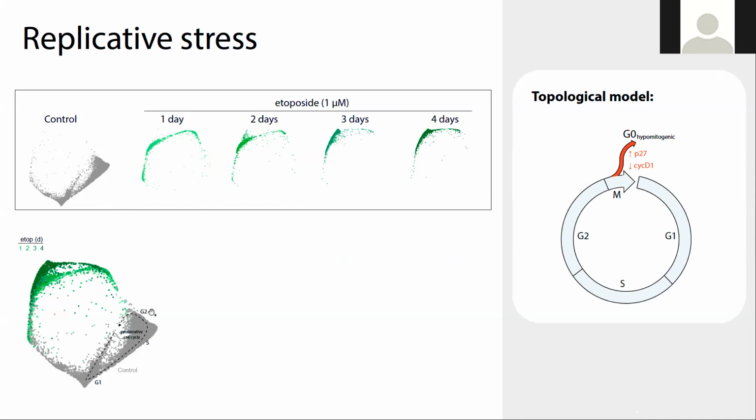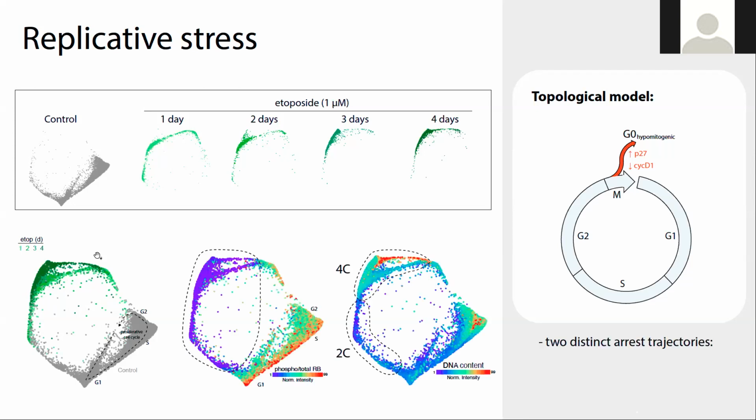We observe this trajectory that loops between G2 and the arrest arm of control cells. And with increasing days of etoposide treatment, we see that cells gradually disappear from this inner loop of the arrest states here and start to accumulate on this outer loop. Now, while the majority of these cells, along all the loops, exhibit low phospho-RB, indicating cell cycle arrest, we see that these upper cells actually have a 4C DNA content, indicating a G2-like arrest state, while these lower cells have 2C DNA content, consistent with a G1-like arrest.